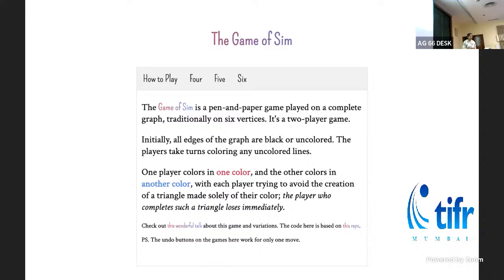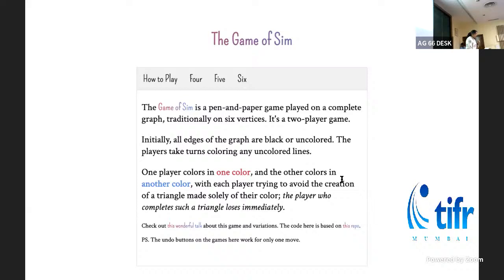So it's a turn-based game. And so every game has rules, and the rules here are that each player identifies with a color, and on their turn, they have to pick an edge and color it with their color. There are no passes, so you can't pass your turn. And the first player who is forced to complete a monochromatic triangle is the player that loses the game. So you want to avoid creating a triangle where all the edges have the same color, okay?